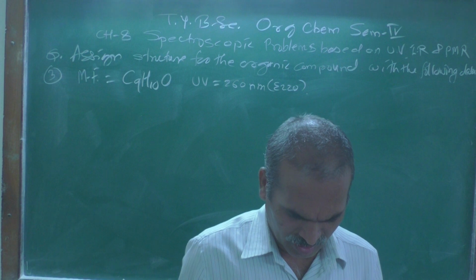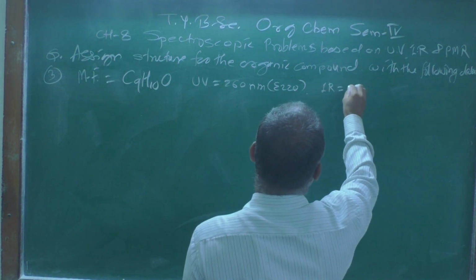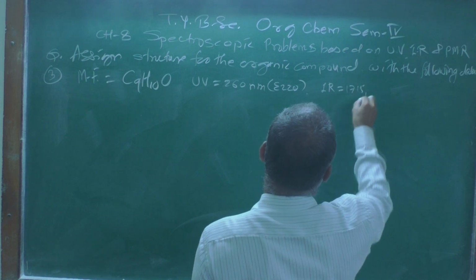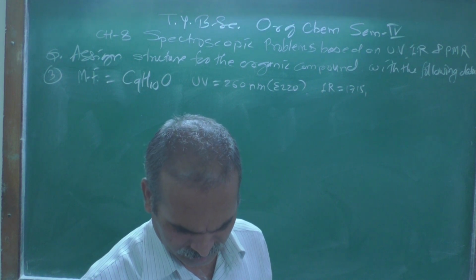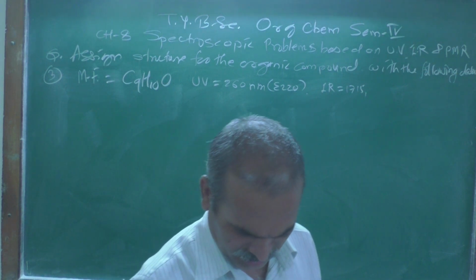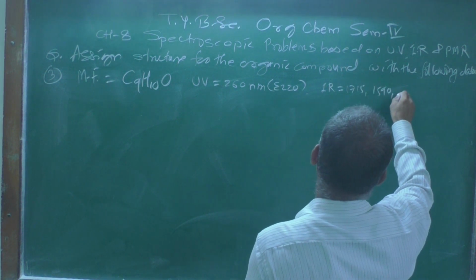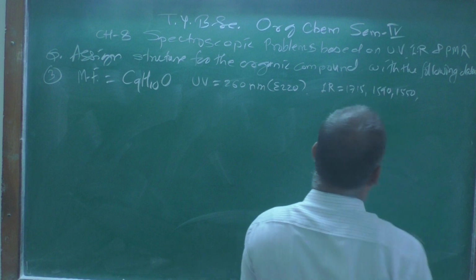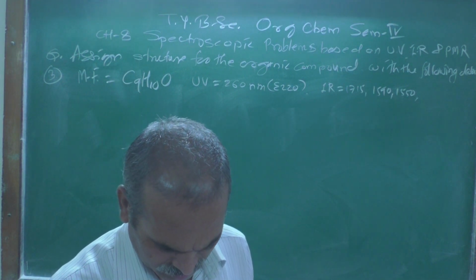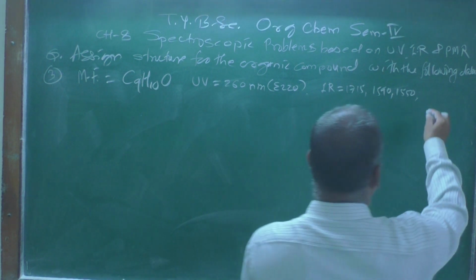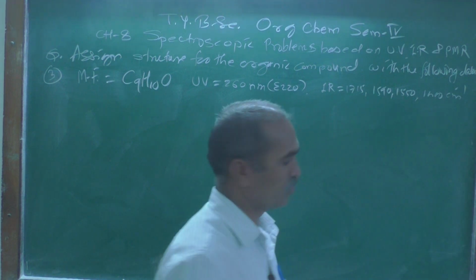Now the IR values are given: 1715, then 1519, 1590, 1550, then 1400 per centimeter. These are the values given.